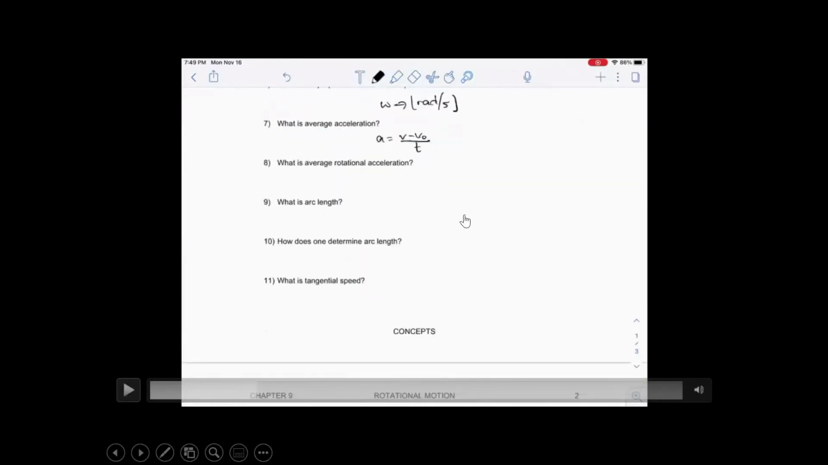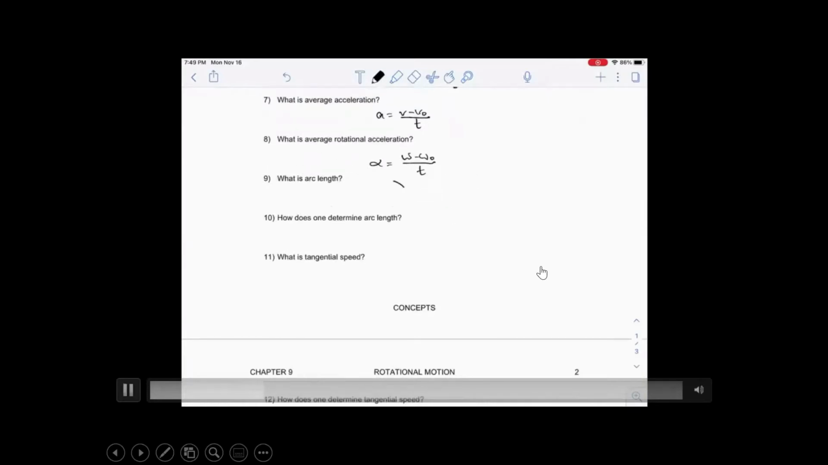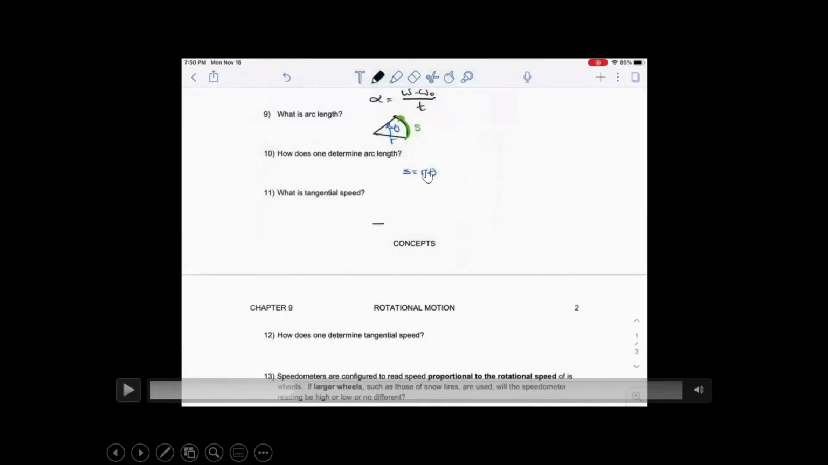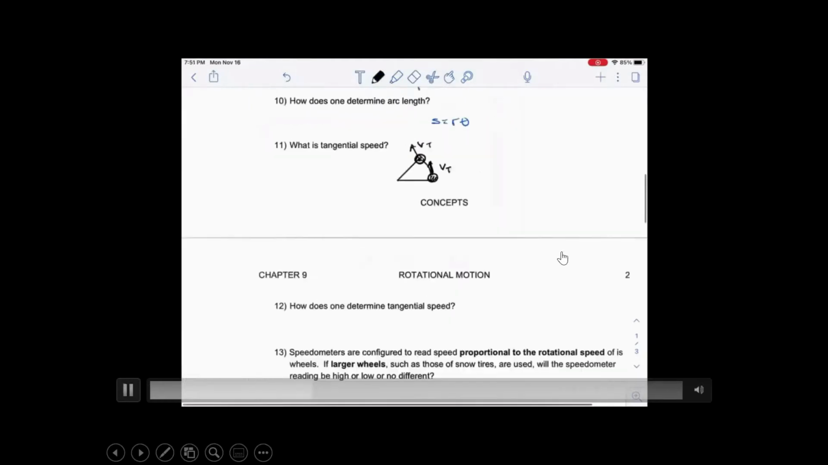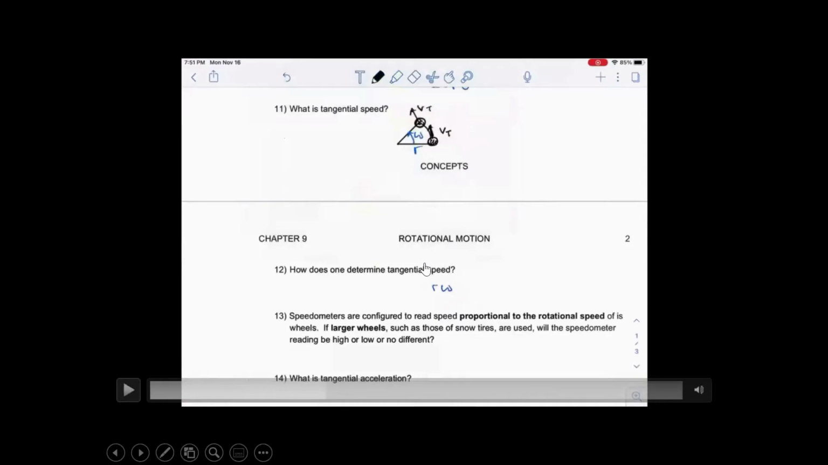Average acceleration is how fast the measured velocity changes in time. And the average rotational acceleration is how fast the angular velocity changes in time. Arc length is the length of this curvature. You can figure out the length of this curvature if you know the angular displacement and the radial distance to that curvature. So multiply the angle with the radial distance. Tangential speed is the speed along the direction of the curve. You can figure that out if you know the rotational velocity multiplied by the radial distance to the curve.